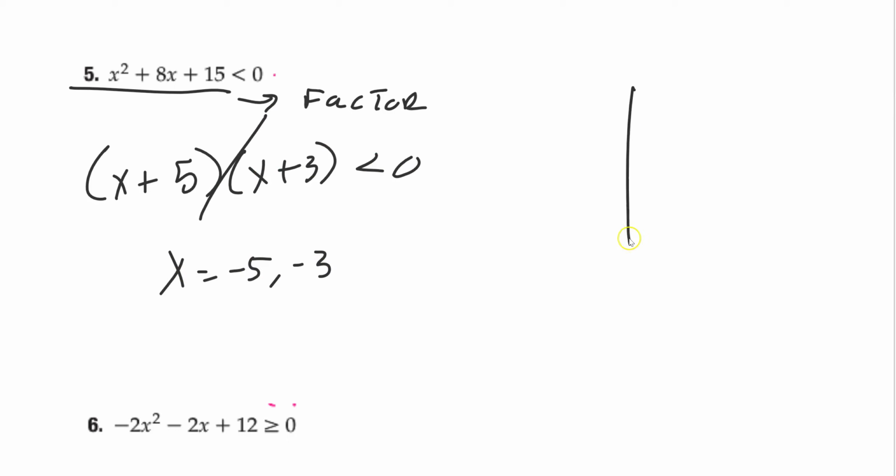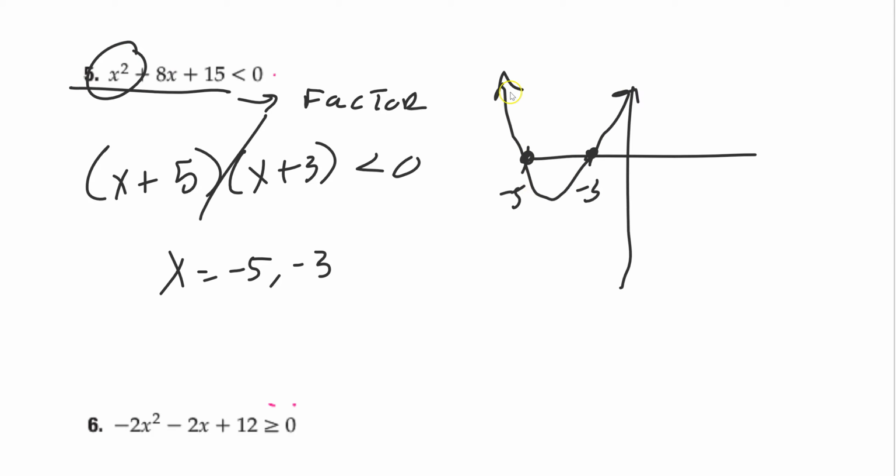So how are we going to do this? We're going to graph it. You go to negative 3. Go to negative 5. Notice it's positive, so it opens up. Now the question is, where is it less than zero? So look at your graph. Where's your graph below the x-intercept? Right here, right? So that's between these two marks. So you're going to say x is between negative 5 and negative 3. Between those two values, that's where it's less than zero.